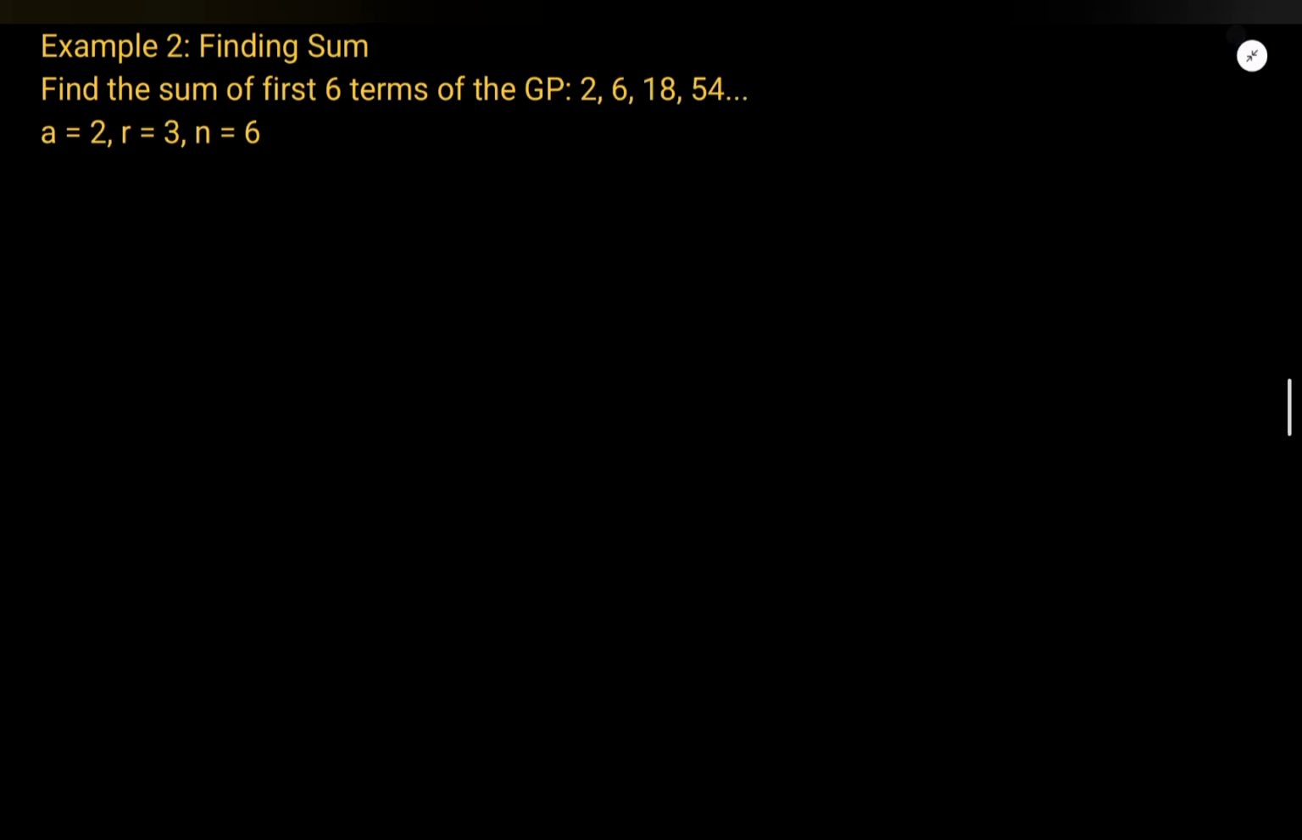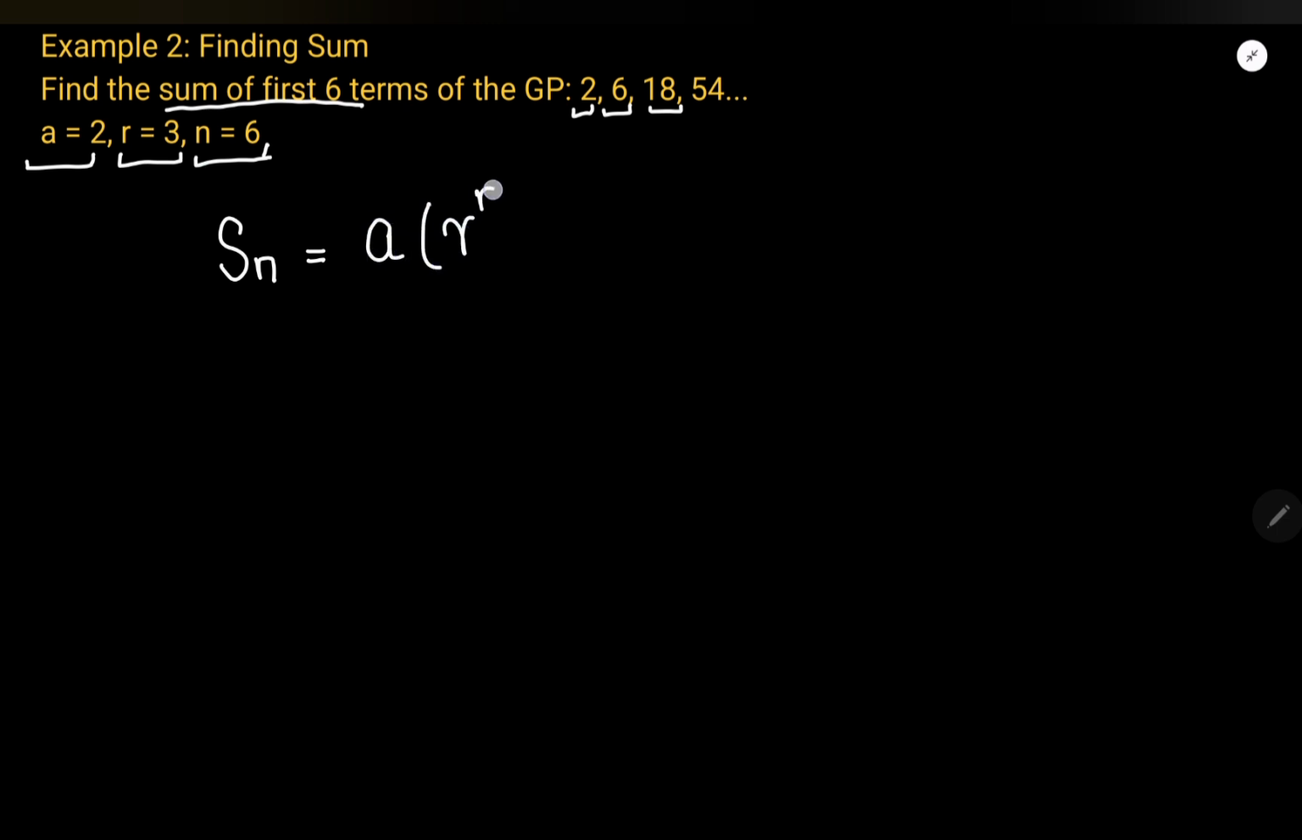Then we have example number 2. We need to find the sum now. Here we have 2, 6, 18, and A is 2, R is 6 divided by 2, which is 3, and N is 6, right? What is Sn? The sum of n terms of the GP. If you notice here that R is greater than 1, so the formula is A times R raised to power n minus 1 by R minus 1.